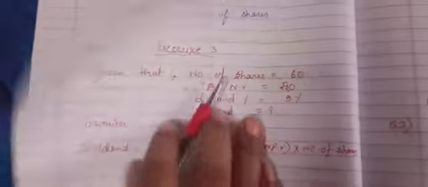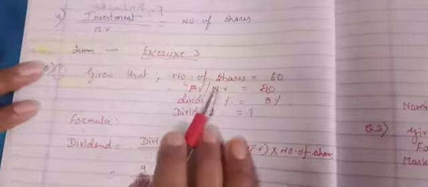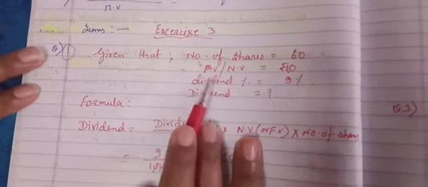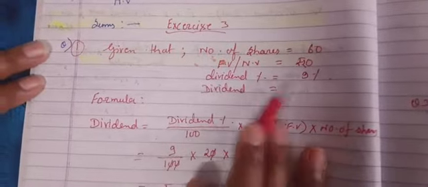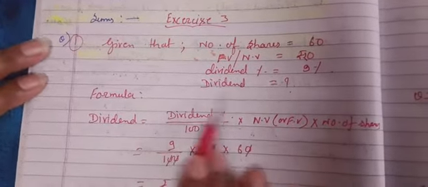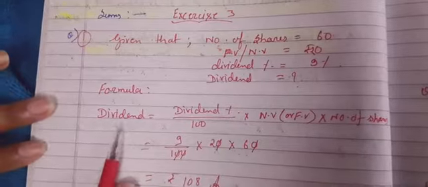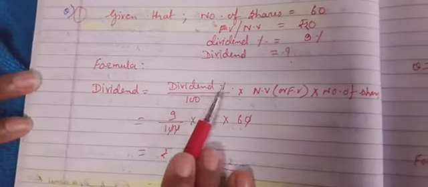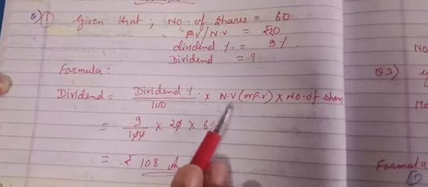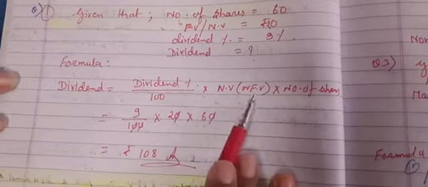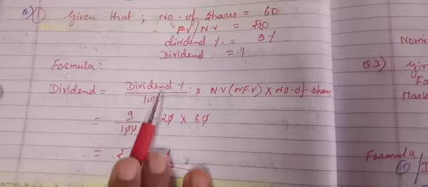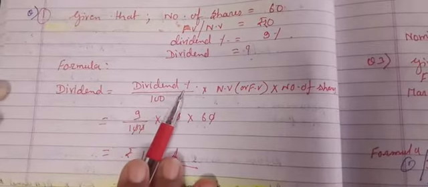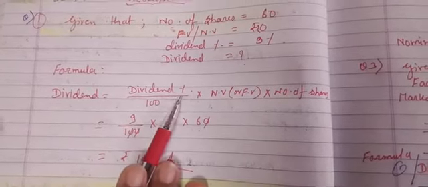Let's see, very easy question. First of all, I have written what is given: number of shares is 60, face value or NV is rupees 20, both are the same. Dividend percent is 9%, we have to find out the dividend. Quickly we have written the formula, dividend is equal to dividend percent upon 100 into NV or FV. No need to write both, you may write any one, into number of shares. We put the values instead of dividend percent. Sometimes we write dividend rate also, both are the same thing.